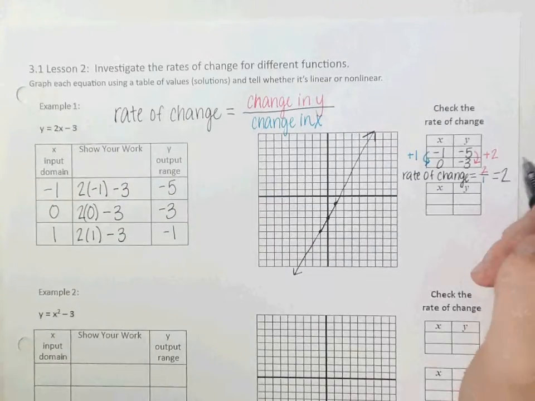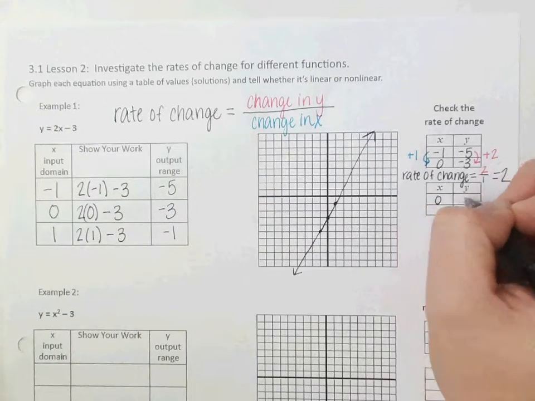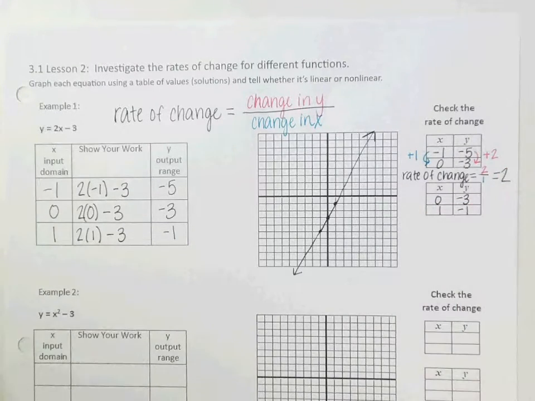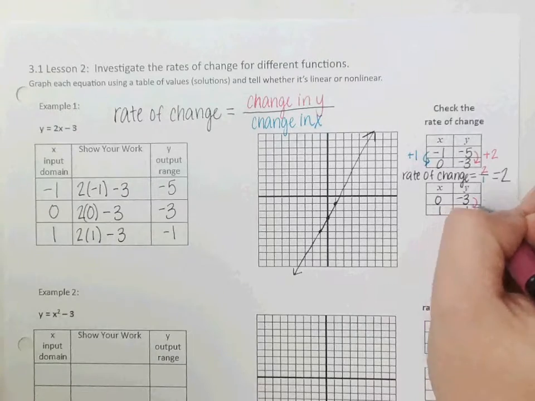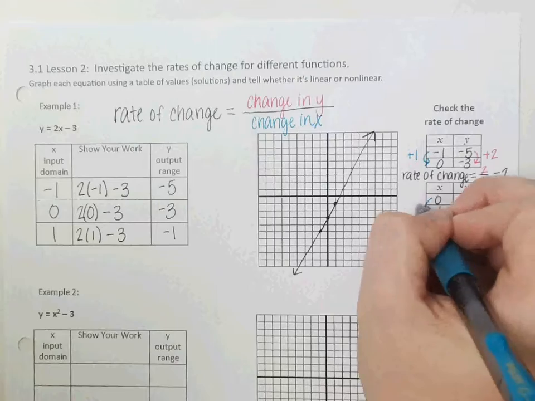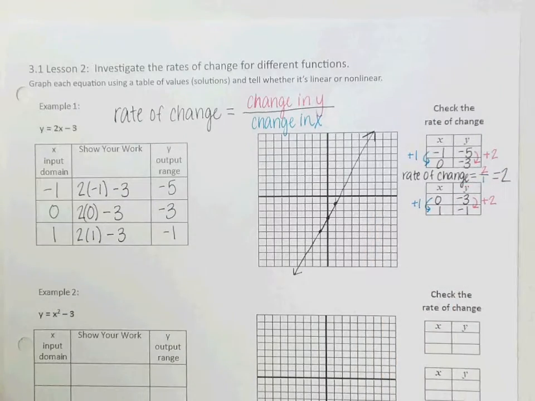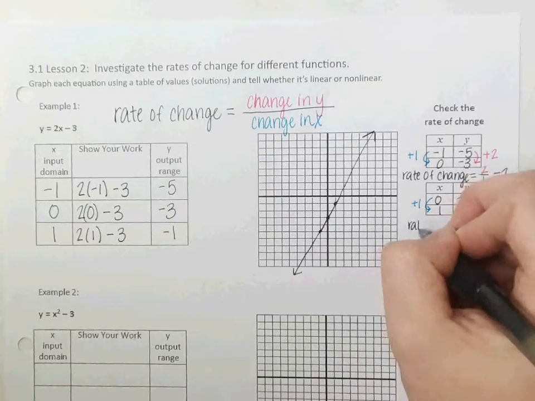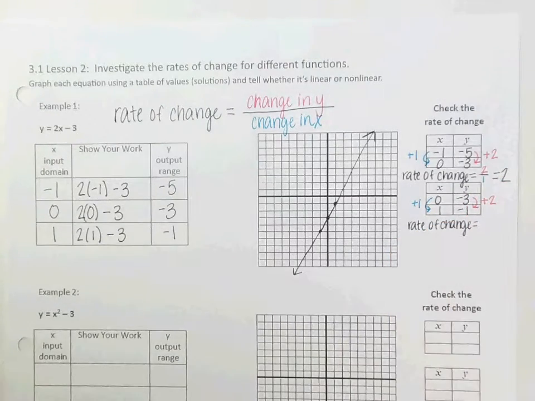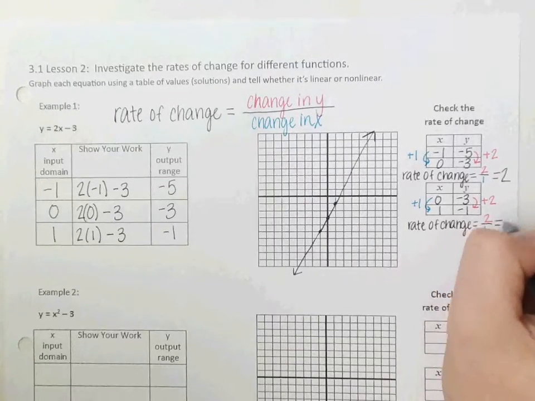So now we can do the same thing with the next 2 points. We have the point 0, -3, and 1, -1. So again, we need to find our change in y, which is adding 2, and our change in x is adding 1. So then our rate of change for these 2 points, we'll do our change in y, which is 2, over our change in x, which is 1, and it gives us a rate of change of 2.